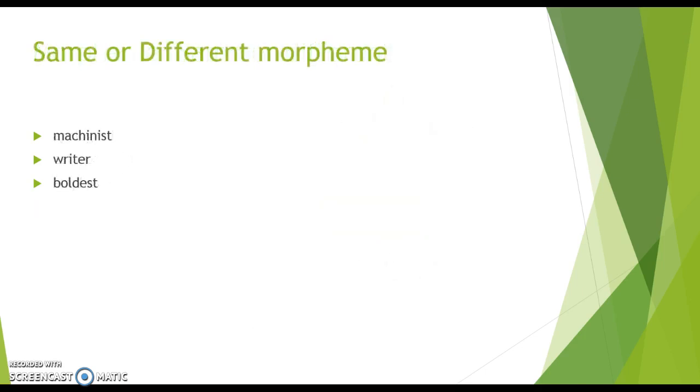Okay, let's try these three words, which maybe are a little bit more difficult. First, take a moment and separate these into morphemes. Maybe what you've come up with is something like this. We have a machinist, a writer, and boldist.